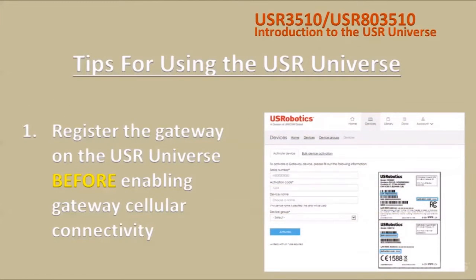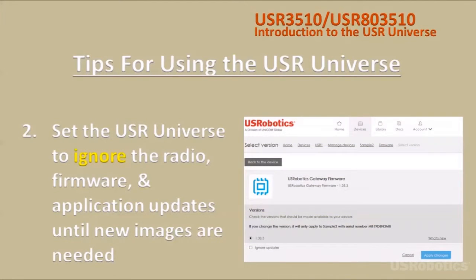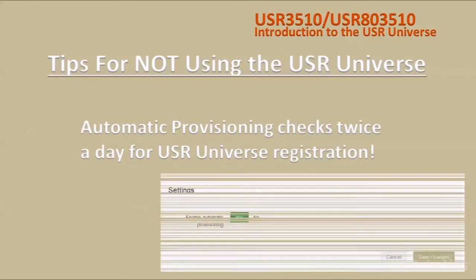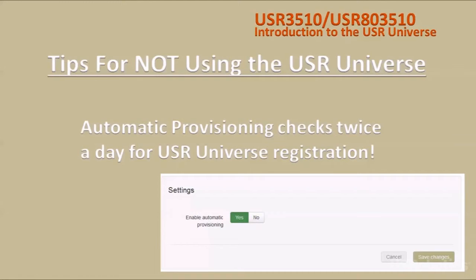If you choose to use the USR Universe, it is first recommended to register the gateway with the USR Universe before establishing cellular connectivity, as instructed in Step 4 of the gateway's Quick Start Guide. Once the gateway is registered, set the USR Universe to ignore each available update for the gateway. This will prevent unplanned changes to any gateway image until you decide to allow it. Then it's safe to establish cellular connectivity to the gateway. The gateway's automatic provisioning feature will contact the USR Universe twice a day until it finds that it's been registered.